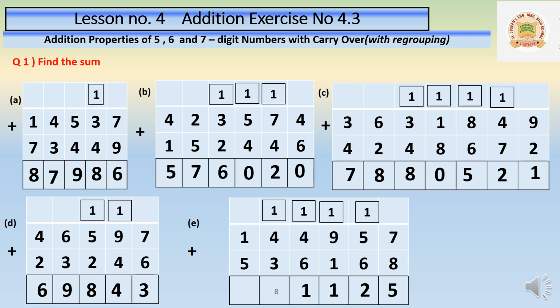10,000th place. 1 plus 4 is 5. 5 plus 3 is 8. Now add the lakhs place number, children. 1 plus 5, 6. Because there is no carry. So the answer is 6,81,125. Got the answer, children? Let us do the F question.